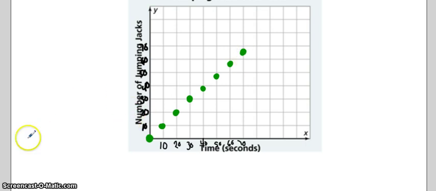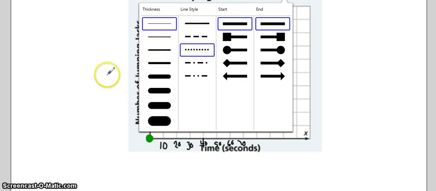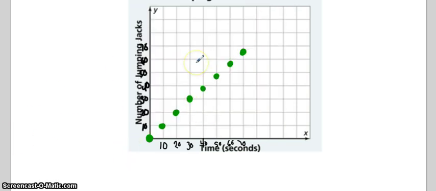Okay, and then I'm going to come up here, and we're going to connect the dots. Because this is a dot plot, how we can determine if we want to connect the dots or not is if there is information that could be found between the points of information on our graph. Now, obviously, there is information between here, because if we kept time in increments of 5 seconds, we would have a number of jumping jacks for every 5 seconds. So we're going to connect the dots here, and we're going to look at the information.